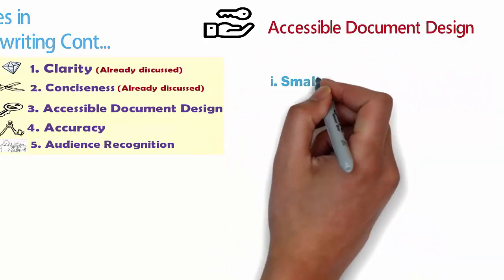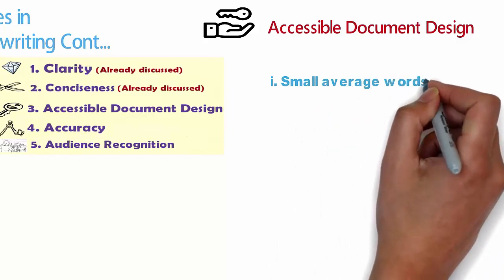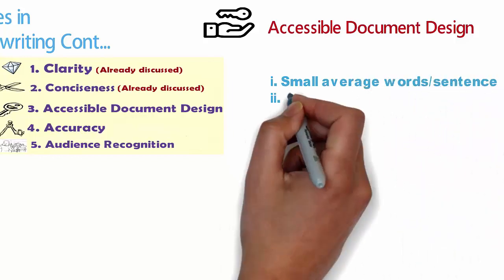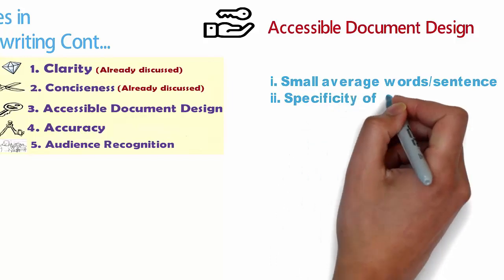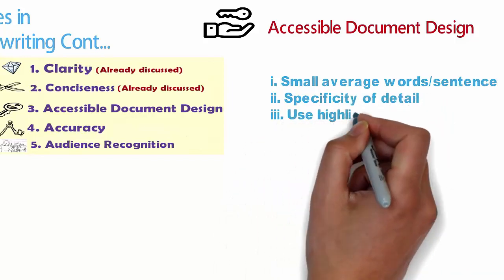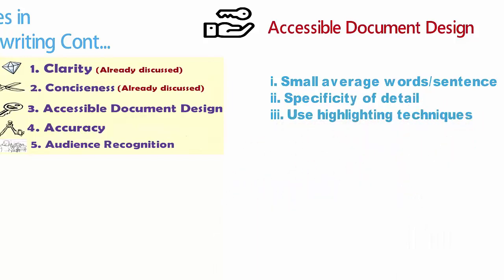There should be 80 average words or 10 sentences in a paragraph. Next, the text should be clear due to specificity of detail. Use highlighting techniques to make your document presentable.